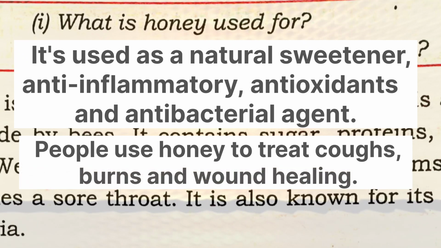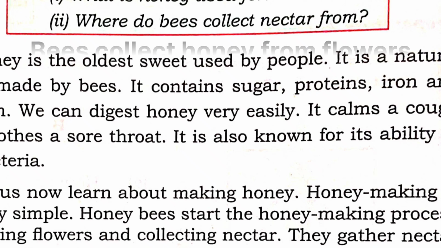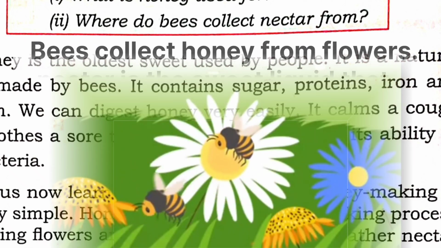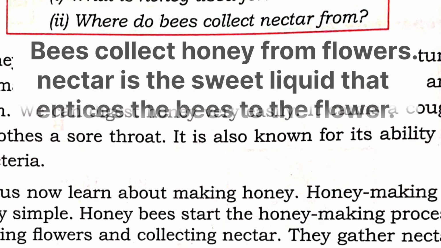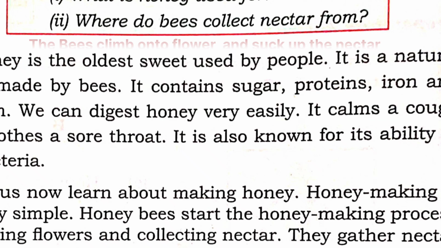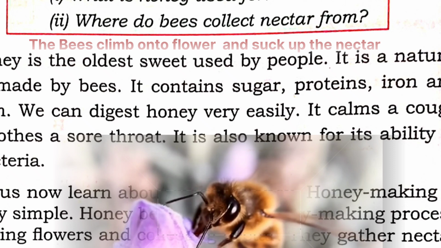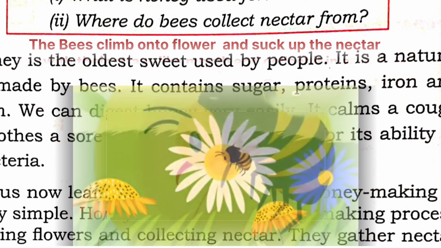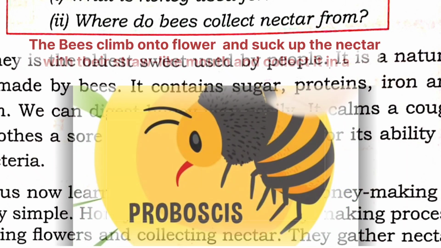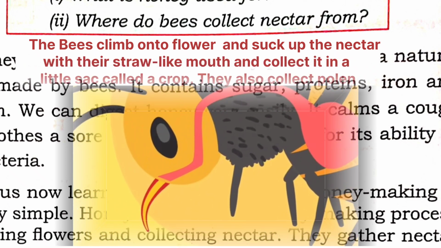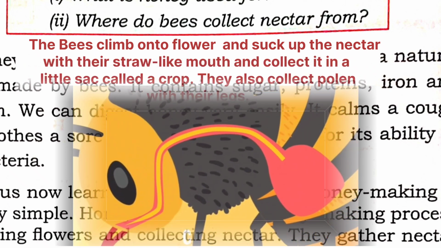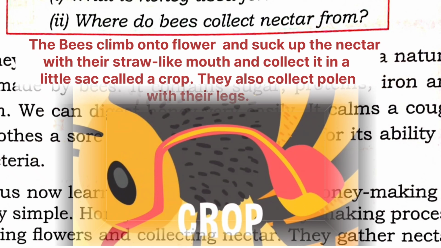Where do bees collect honey from? Bees collect honey from flowers. Nectar is the sweet liquid that entices the bees to the flower. The bees climb onto the flower and suck up the nectar with their straw-like mouth and collect it in a little sac called a crop. They also collect pollen with their legs.